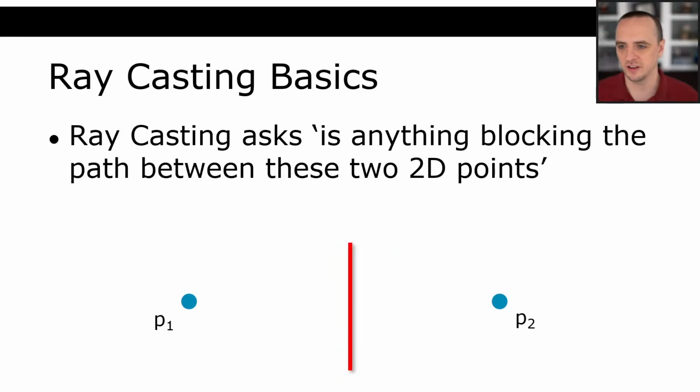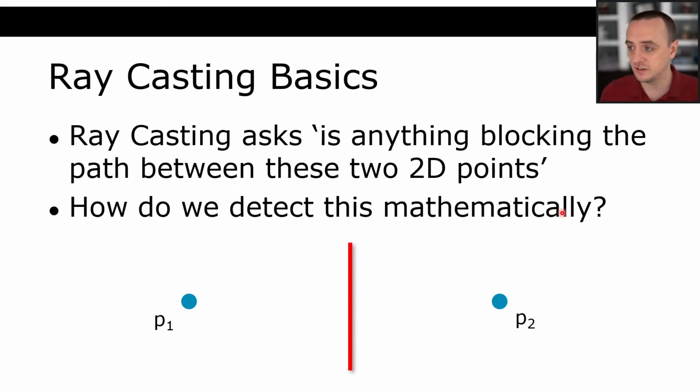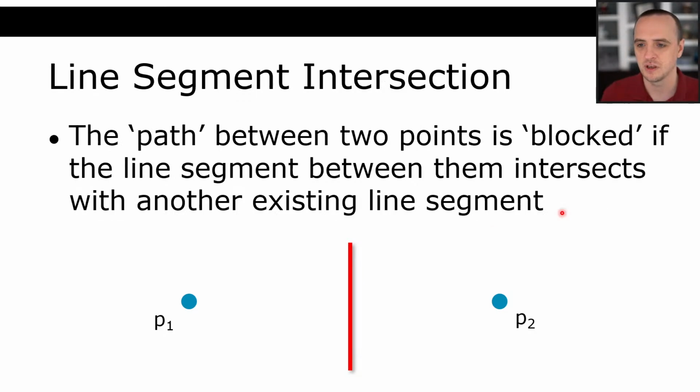So the very, very basics of raycasting. The problem of raycasting basically asks, is anything blocking the path between these 2 points? I have a point over here, call it P1, and I have a point over here. Is anything blocking the path between these two? In some cases it might not be. In this case, there is a line between them, right? So how would we detect this mathematically? The path between 2 points is blocked if the line segment between them intersects with another existing line segment.